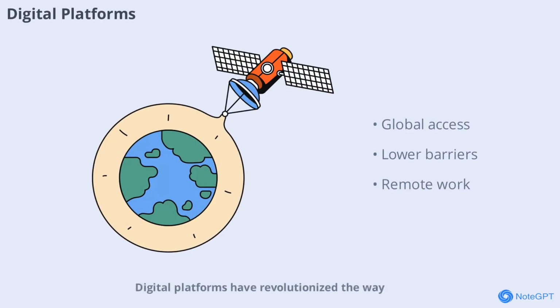Digital platforms have revolutionized the way businesses access and use factors of production. Online marketplaces, cloud computing, and remote work tools make it easier to connect with labor, capital, and customers worldwide. These platforms lower barriers to entry and enable even small businesses to compete globally. Next, we'll see how consumer feedback shapes production decisions.